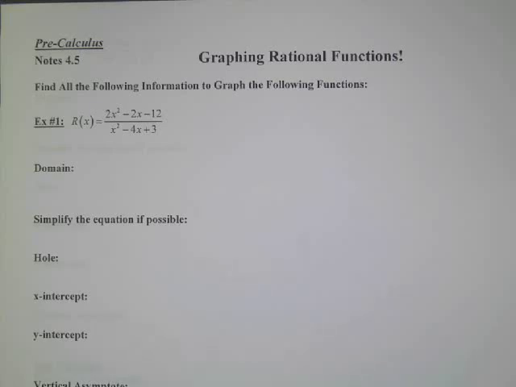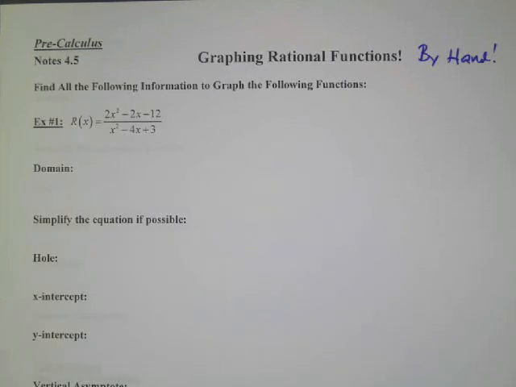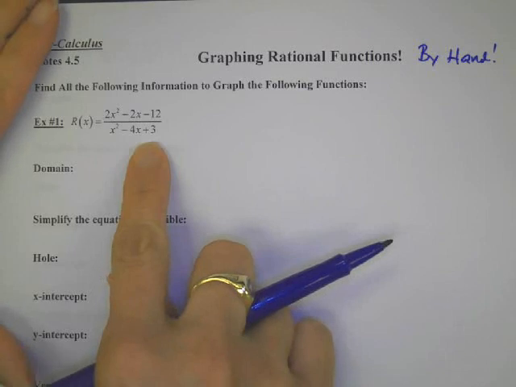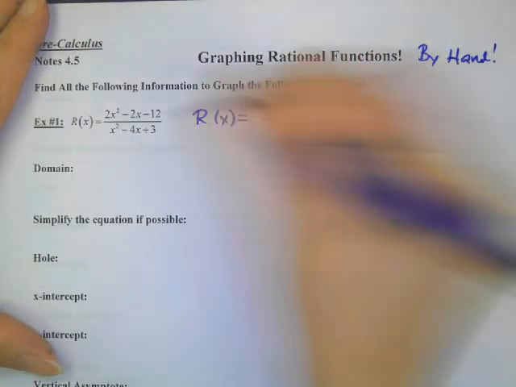Okay, it is time to put everything together and graph rational functions by hand. We're going to take everything that we learned and put it to use and see if we can get a cute picture. So the first thing we're going to do here is factor r of x. Let's get r of x into factored form.